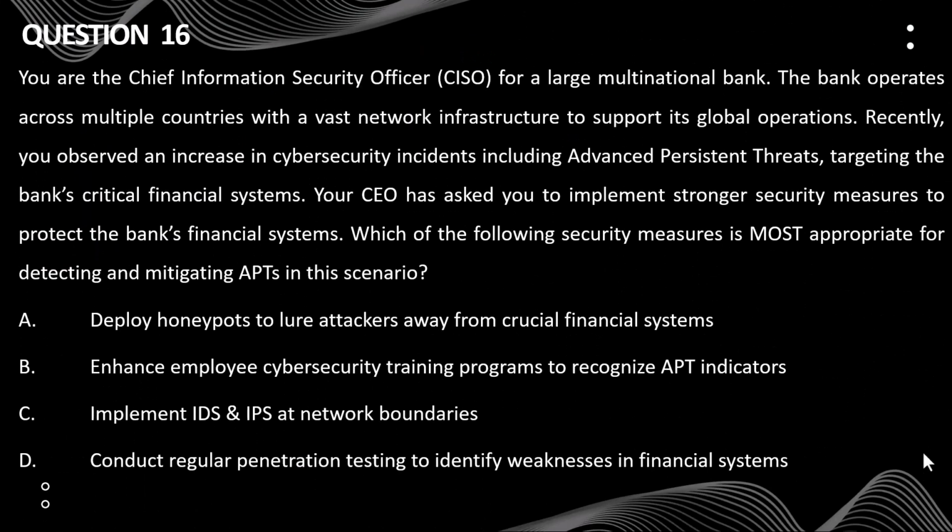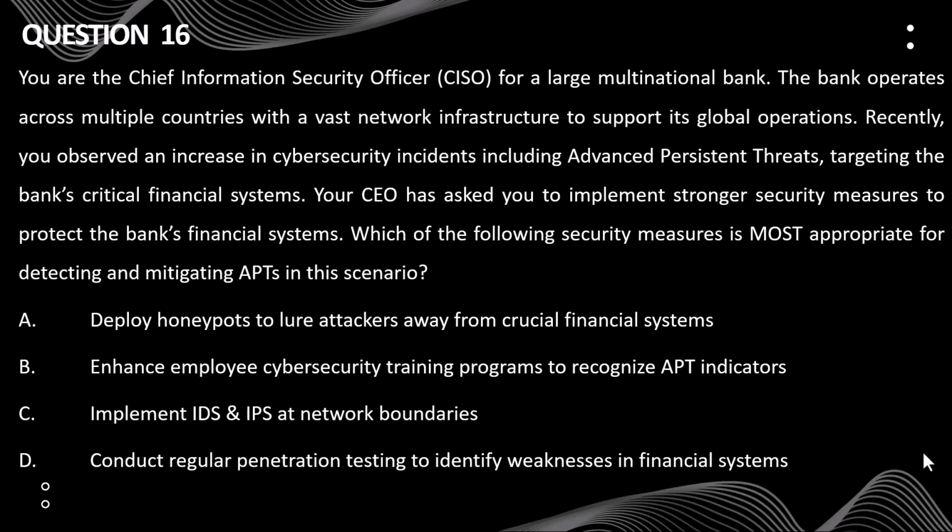Question 16. You are the Chief Information Security Officer for a large multinational bank. The bank operates across multiple countries with a vast network infrastructure to support its global operations. Recently, you observed an increase in cybersecurity incidents, including advanced persistent threats targeting the bank's critical financial systems. Your CEO has asked you to implement stronger security measures to protect the bank's financial systems. Which of the following security measures is most appropriate for detecting and mitigating advanced persistent threats in this scenario?